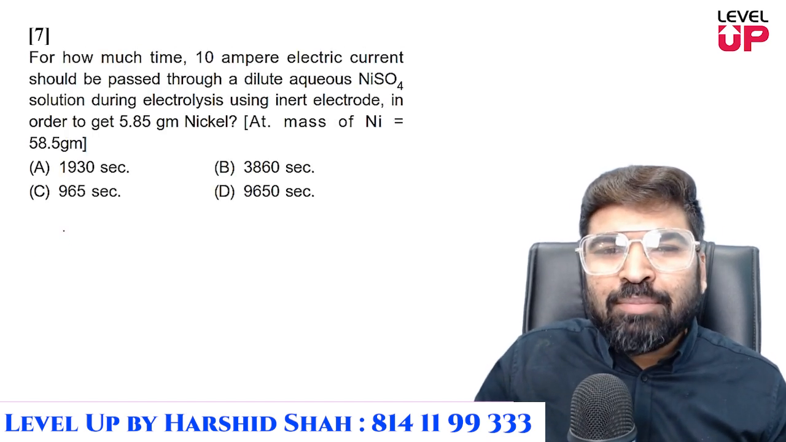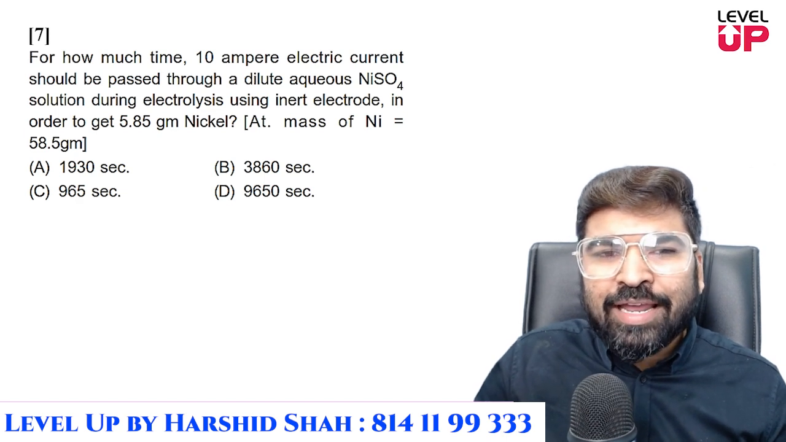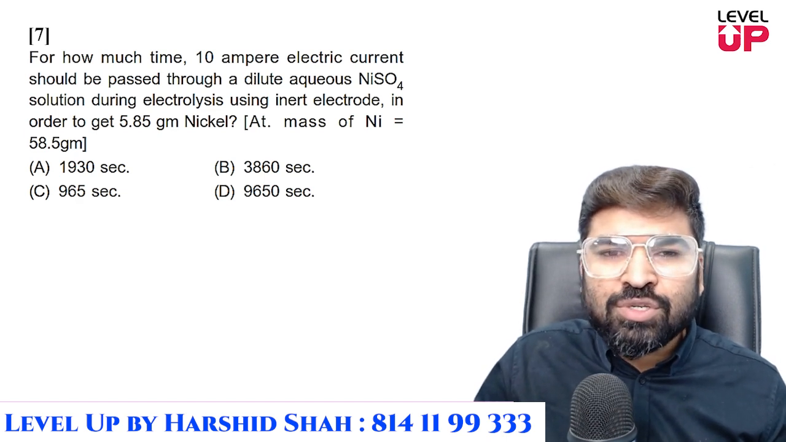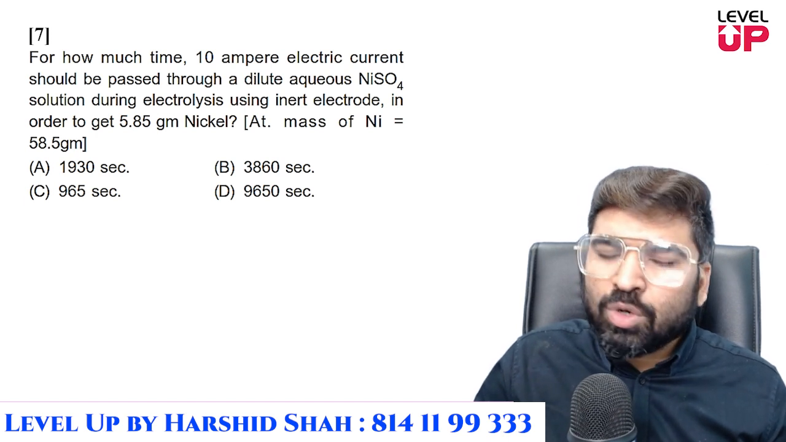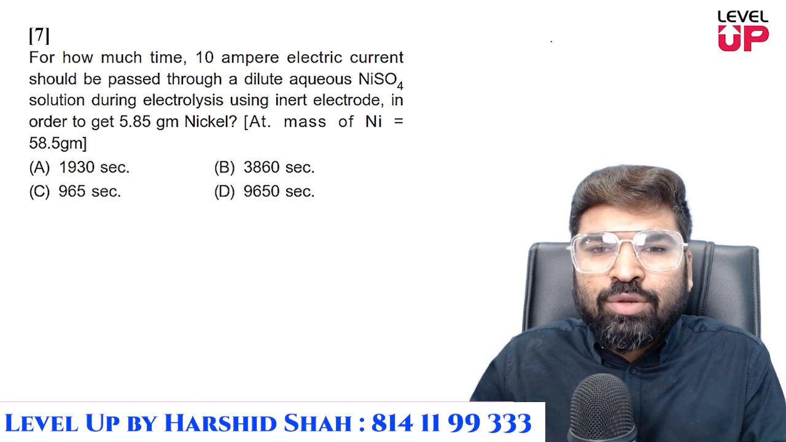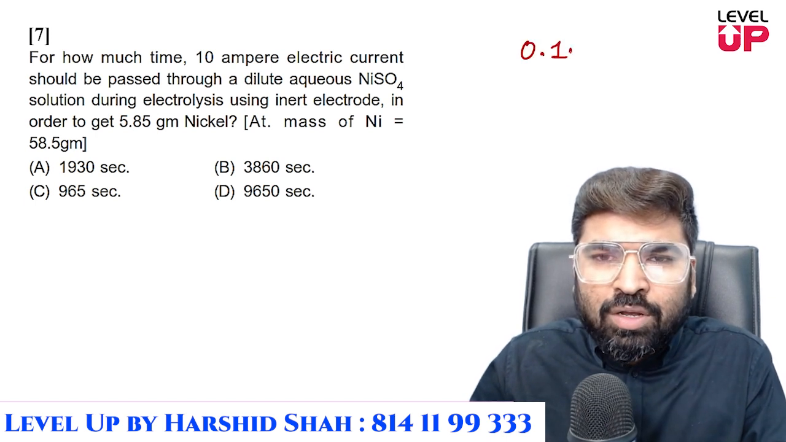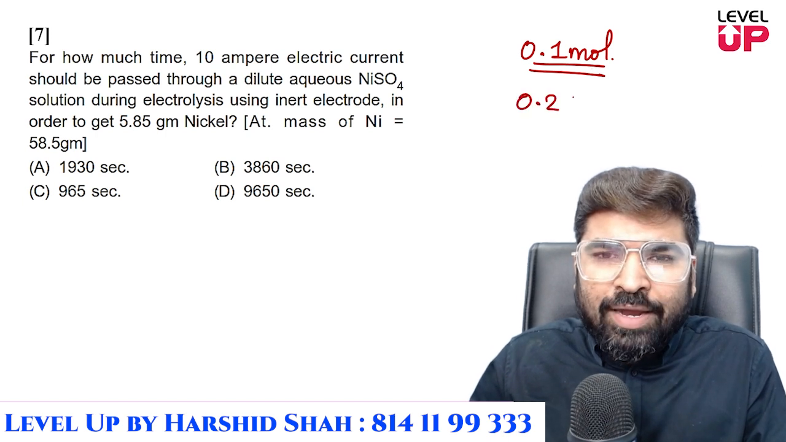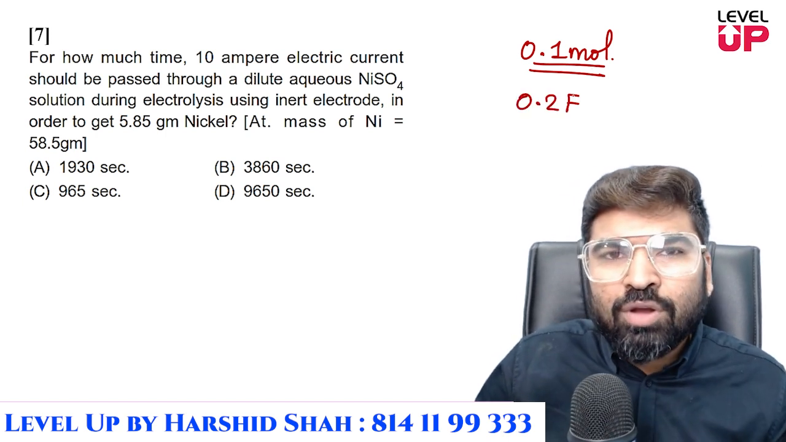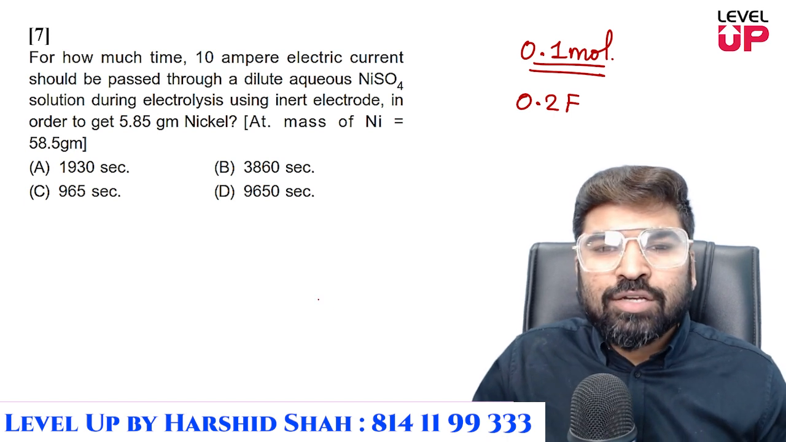For how much time 10 ampere current should be passed to the dilute NiSO4 solution during the electrolysis using inert electrode in order to get 5.85 gram nickel? Okay, 5.85 gram nickel, can you understand that this is 0.1 mole, right? For 0.1 mole, we require 0.2 Faraday, because obviously 1 mole of nickel will require 2 Faraday.